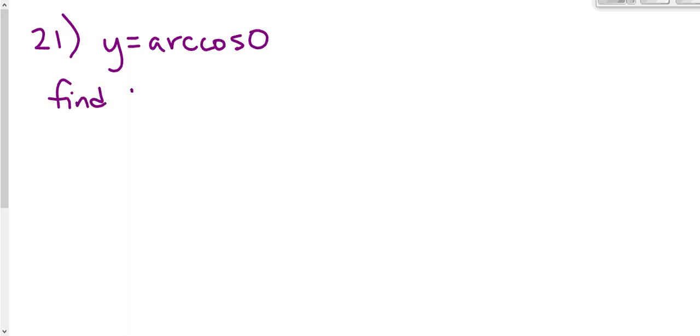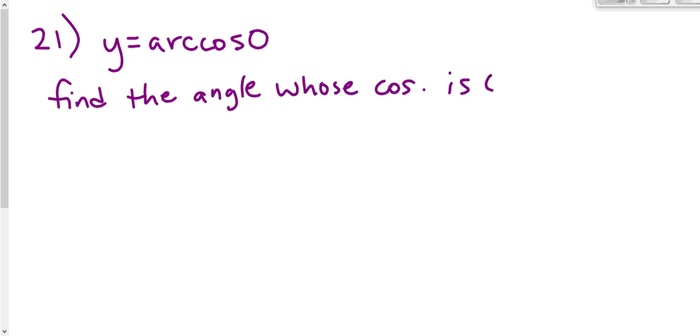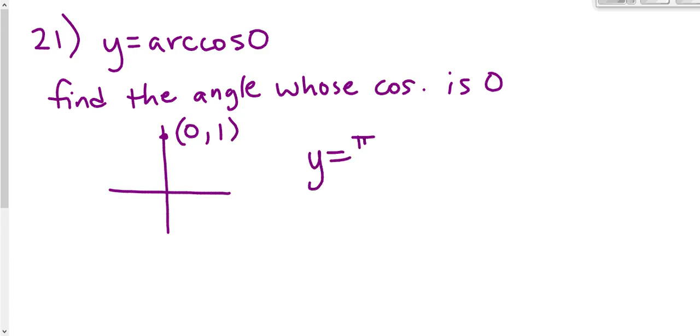Number 21. y equals arc cosine of 0. So find the angle whose cosine is 0. Okay, so that would be up here at 90 degrees. We have the point (0, 1). So that would be pi over 2 radians.